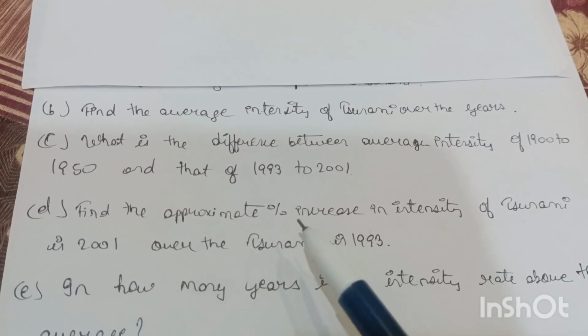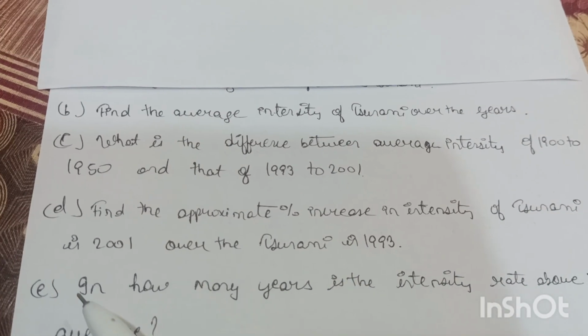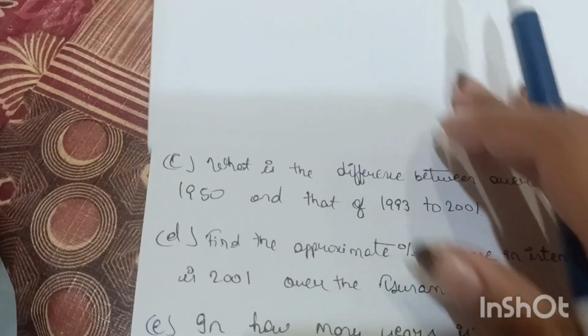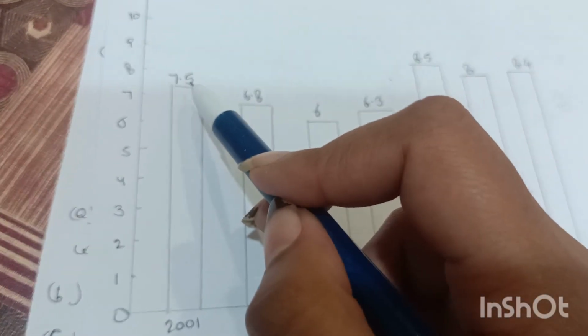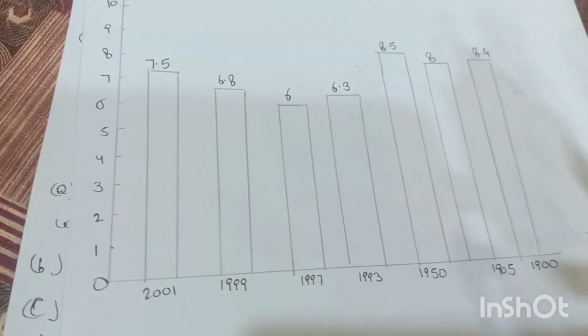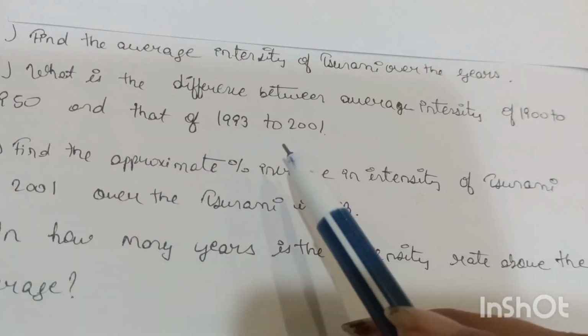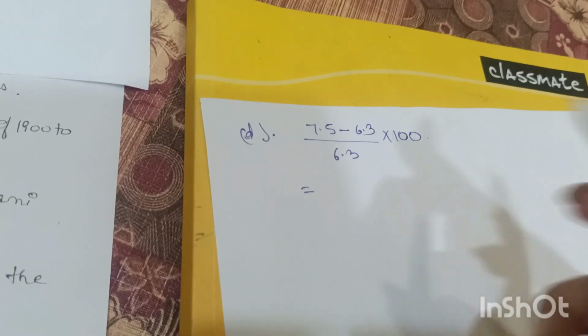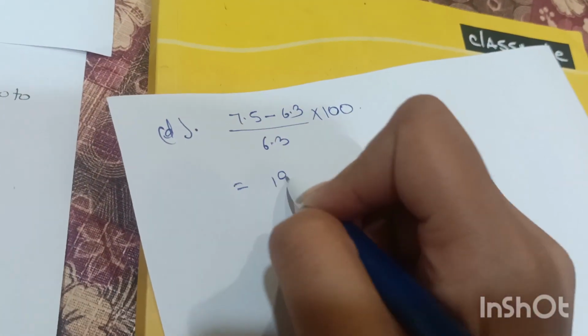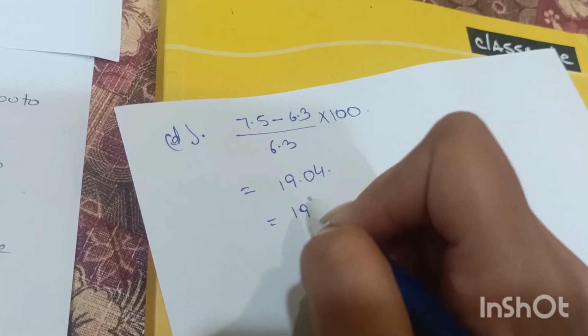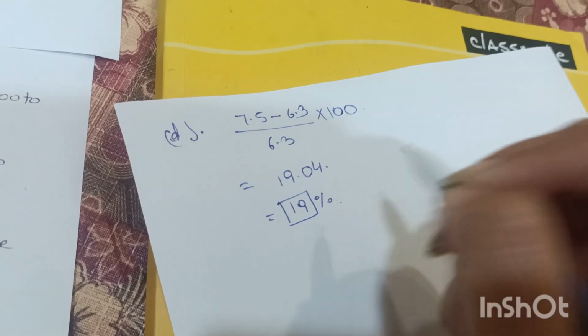So in question number D, you have to see the increase between 2001 and 1993. In 2001 it is 7.5 and in 1993 it is 6.3. So let's solve. (7.3 minus 6.3) upon 6.3 into 100, because we have to find how much the increase is. So we have used this formula. After solving it you will get 19.04, then you can write it as 19% increase. Okay.